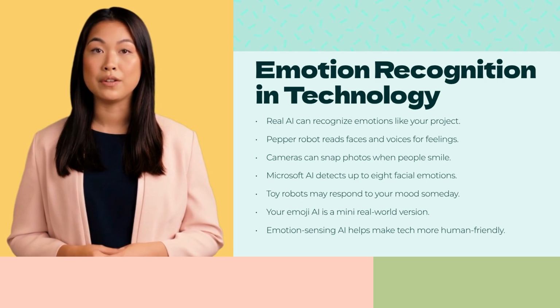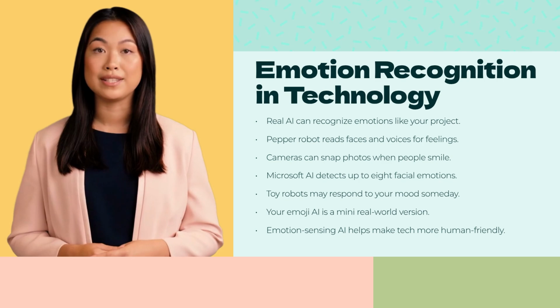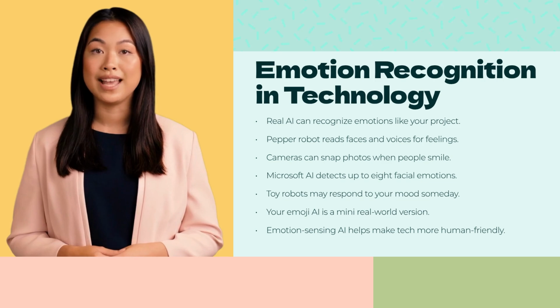For example, have you heard of a robot named Pepper? Pepper is a friendly humanoid robot that can greet people in stores. One of Pepper's special skills is reading emotions. It watches your facial expression and listens to your tone of voice to figure out if you're happy, sad, surprised, etc. So if you walk up to Pepper with a big grin, Pepper might say, "You look happy today."